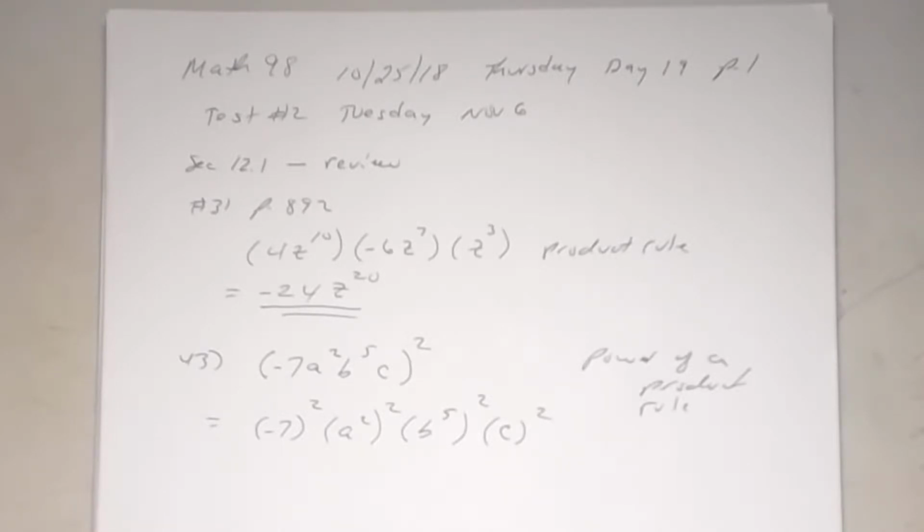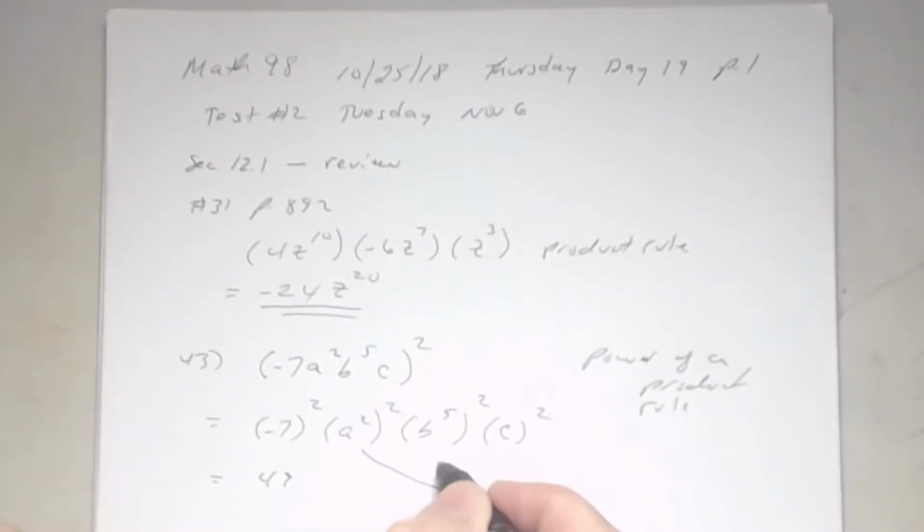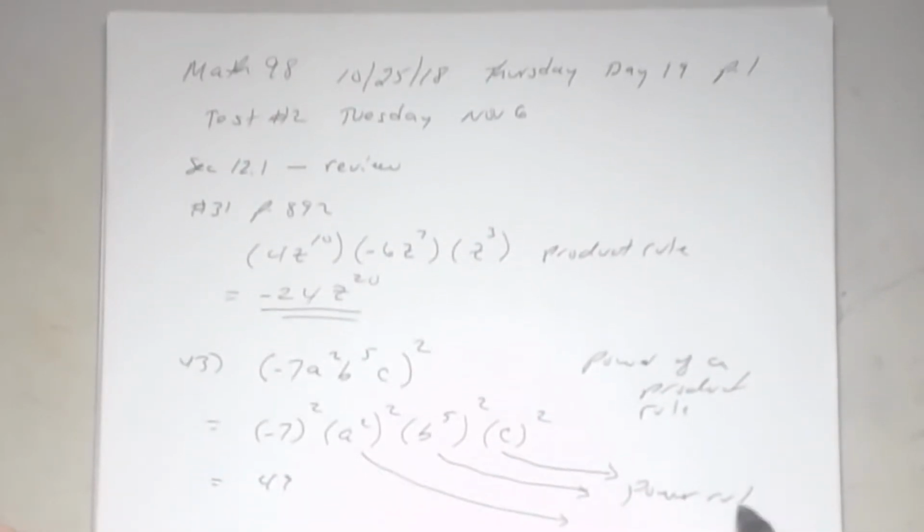Power, though, right? You use the word power in there. So the power of a product says I take each factor and I raise it to that exponent. So what's a -7 squared? 49. What's now this right here? I'm gonna kind of draw lines to them. That is the power rule by itself.